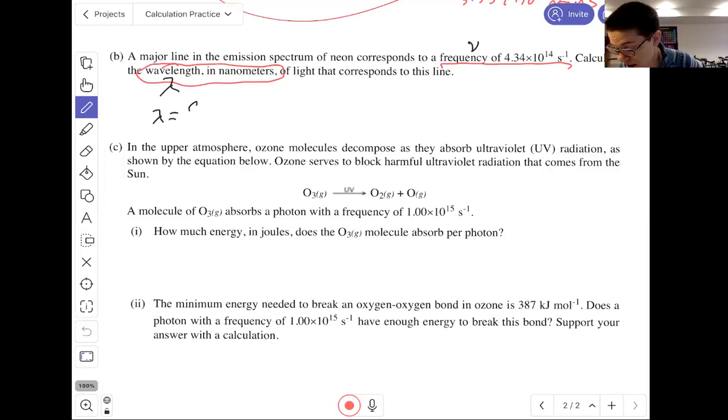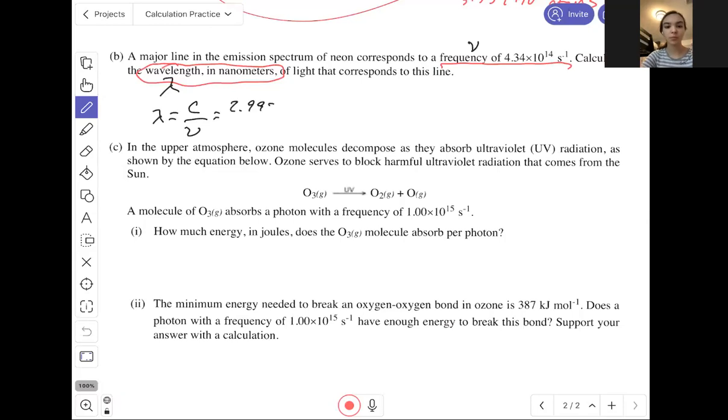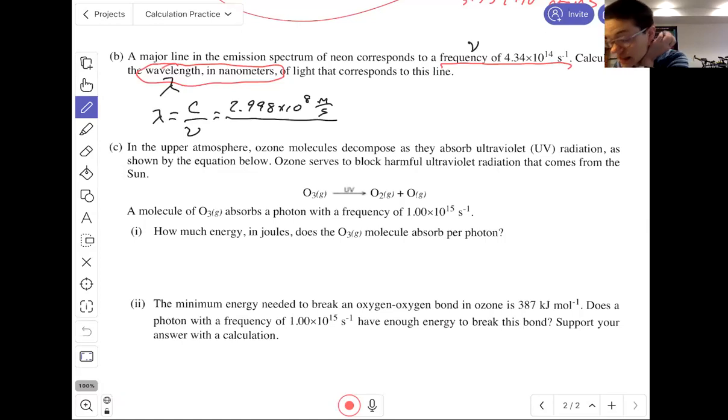Okay. So C is what? 2.998 times 10 to the 8th. That's the speed of light. It is a constant. It's on the front side. It's not going to change. And then my frequency, they've given it to me in the correct unit. So all I have to do is plug it in.